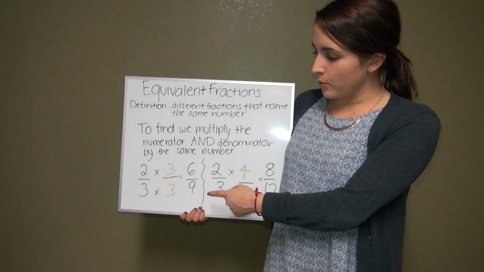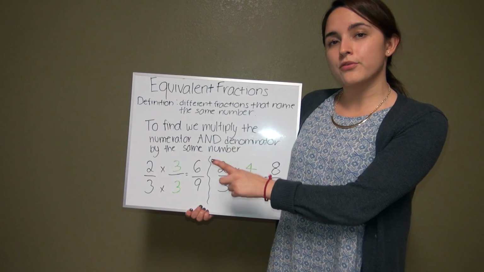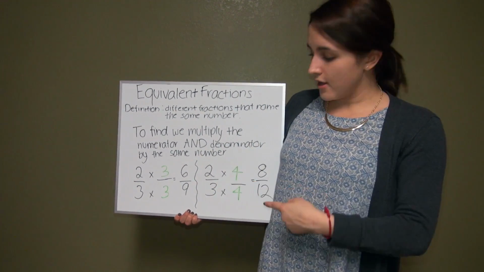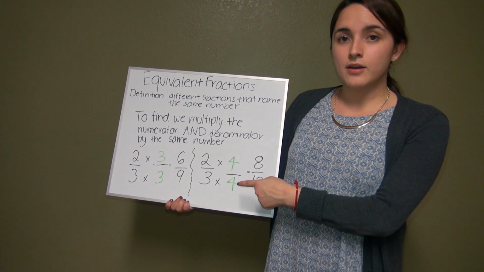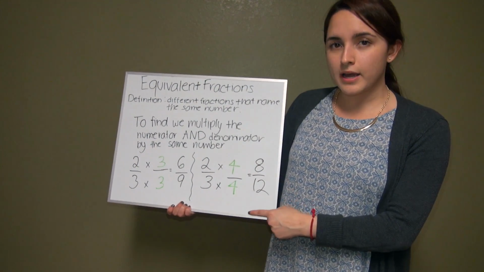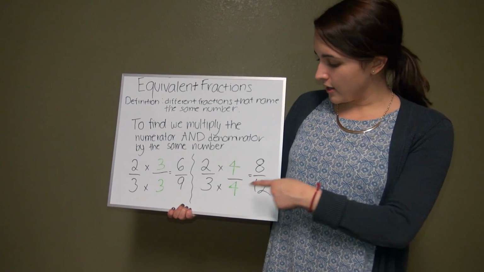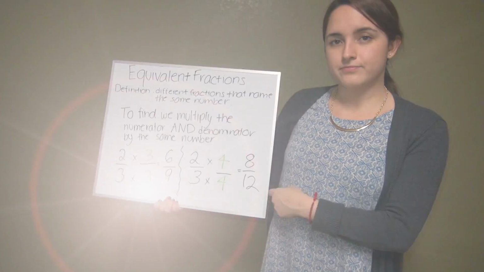So for this example, we have 2/3 and we multiply both the numerator and the denominator by 3 and we get 6/9. Over here, we have the same fraction, 2/3, but we multiply both the numerator and the denominator by 4, and we get 8/12.